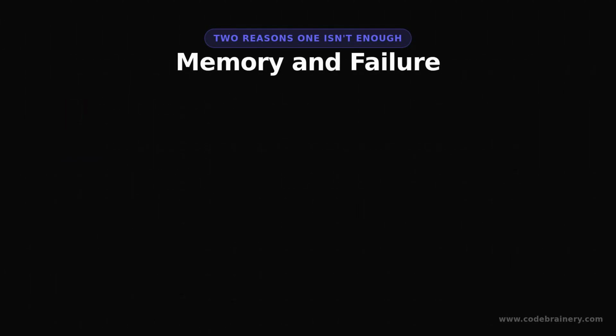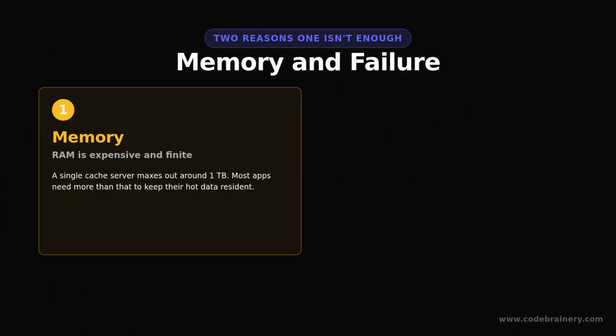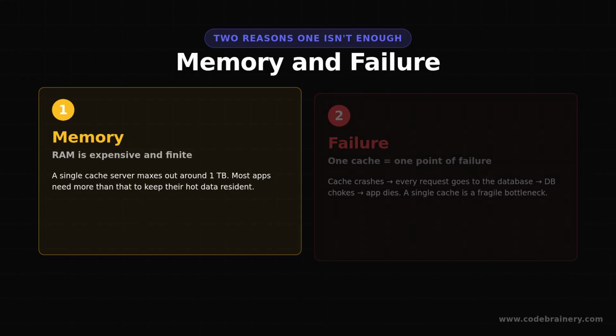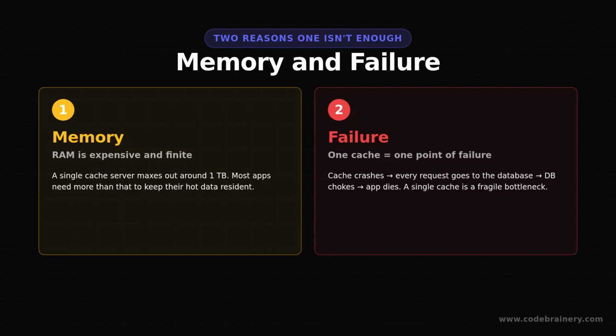2 reasons one cache server stops being enough. 1. Memory. Cache servers hold data in RAM. RAM is expensive and finite. A single machine maxes out around a terabyte. Most apps need more. 2. Failure. If your one cache server crashes, every request goes to the database. Your DB chokes. Your app dies. The solution is the same as for application servers. Run many.